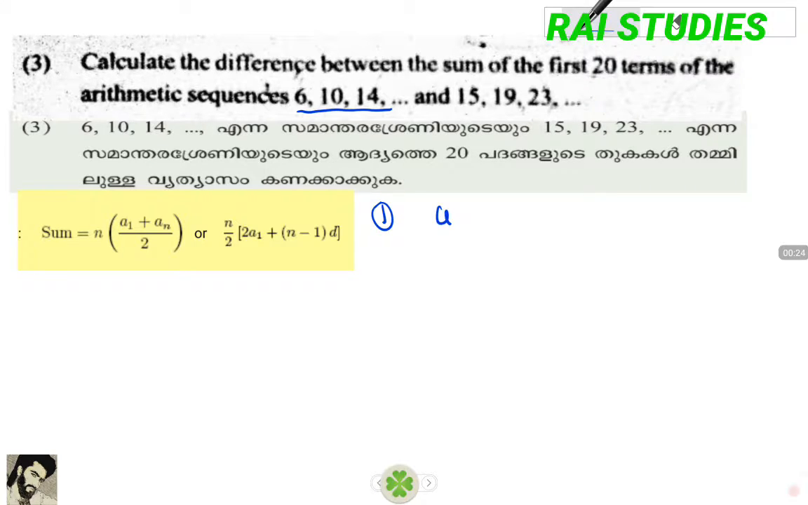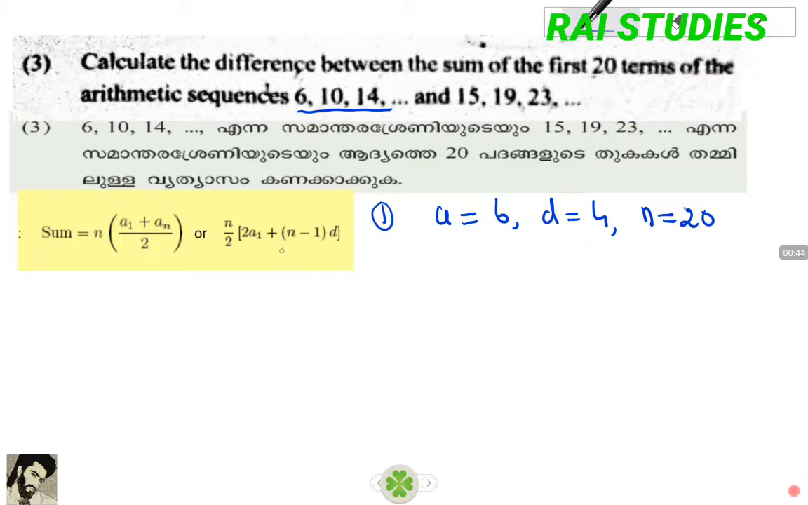In the first sequence, you can see the value of a is 6 and the common difference is 10 minus 6, that is 4, and n is 20, given, the sum of 20 terms. So let's apply the equation.